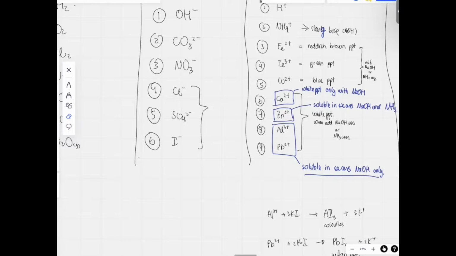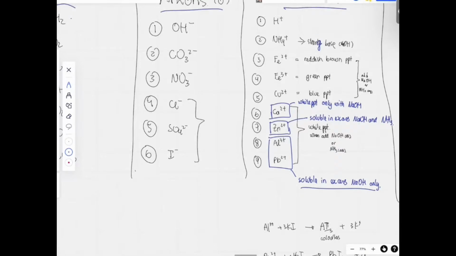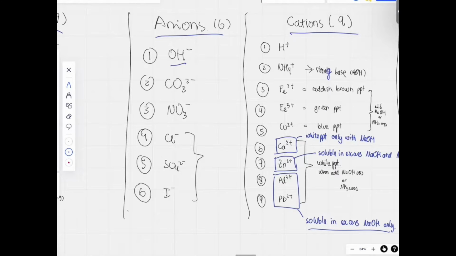I minus is iodide. Iodine is I2, a black solid. Iodide is in aqueous solution, and it's colorless. OH minus is hydroxide, and it is easy to detect. If it contains OH minus, it is alkaline, so red litmus paper turns blue.